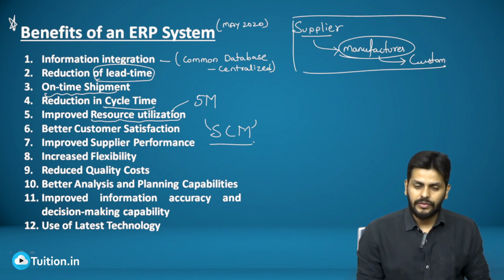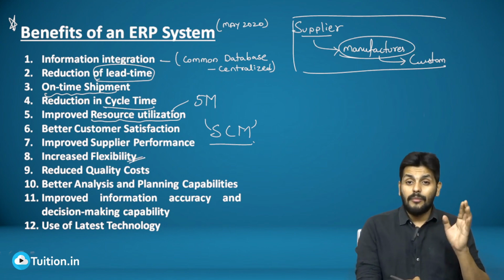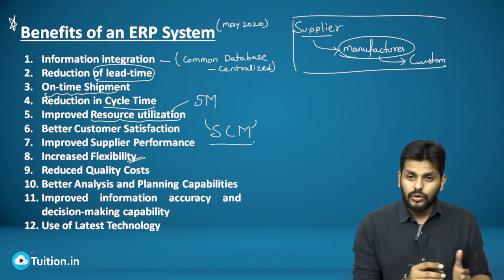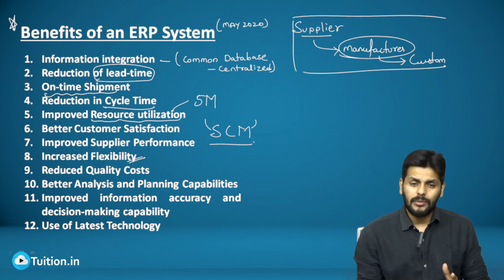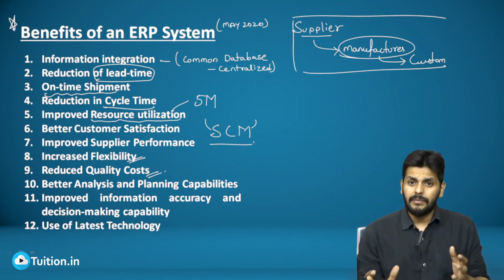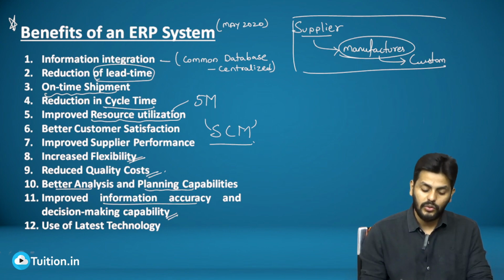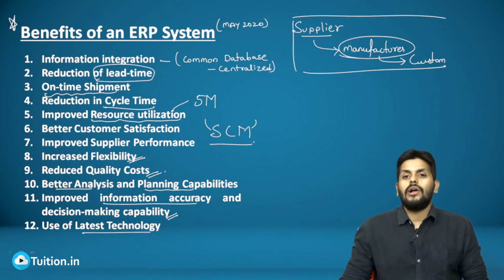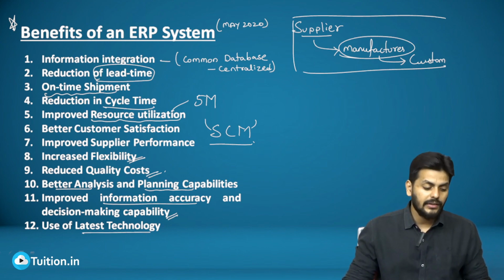Whenever you want, you can add or remove things, so there is improved flexibility. Since the raw material you procure and the activities we do all come in at the right time and place, we may follow concepts like just in time. We don't have to waste so much time on quality testing, and we also reduce quality cost. Since you know what various departments are up to, there is better analysis and planning. Improved information accuracy and decision making capabilities, along with the use of the latest technology. All these 12 contribute to the benefits of the ERP system, and you can keep upgrading the system to use the latest technology.